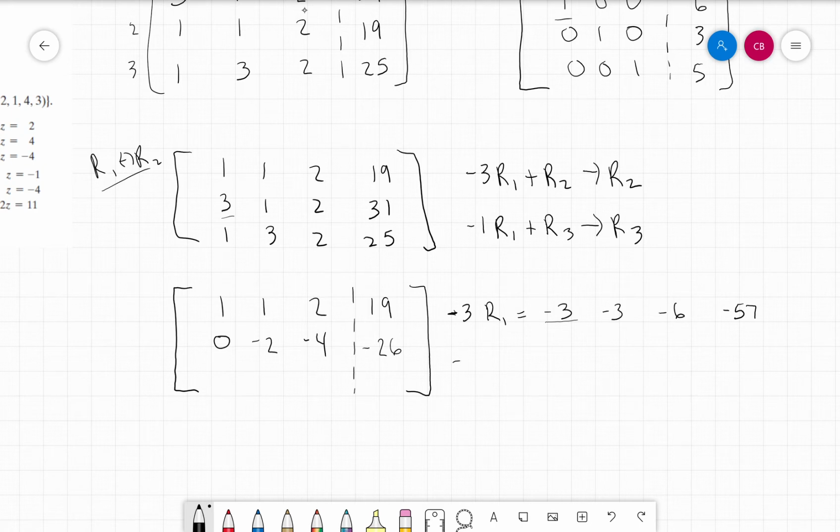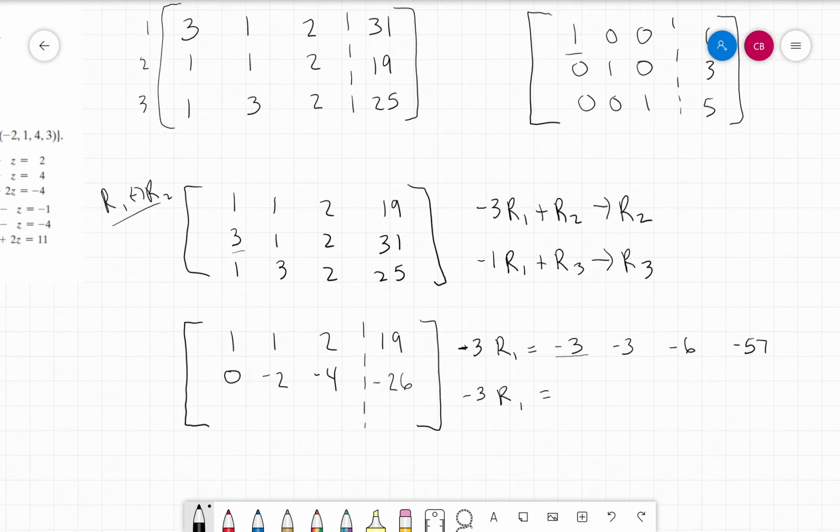Now we're going to do -3 times row 3, or I'm sorry, not row 3, times row 1, and add it to row 3. Actually, we're not doing -3. What am I talking about? I wrote down what we're doing. We're doing -1 times row 1. -1 times 1 is -1, -1 times 1 is -1, -1 times 2 is -2, and -1 times 19 is -19. Now we're going to add this to row 3.